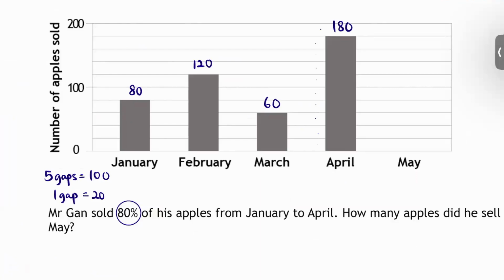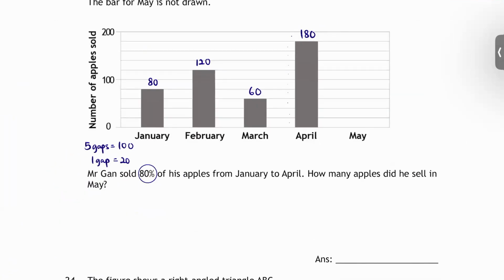So he sold 80% of his apples from January to April, so we need to figure out January to April, what is it? So we take 80 plus 120, that's 200, plus 60 plus 180. So mentally, we can do that. This is 200 plus 60, this is 260. Then we add 180. That will give me 440. 80% of his apples.